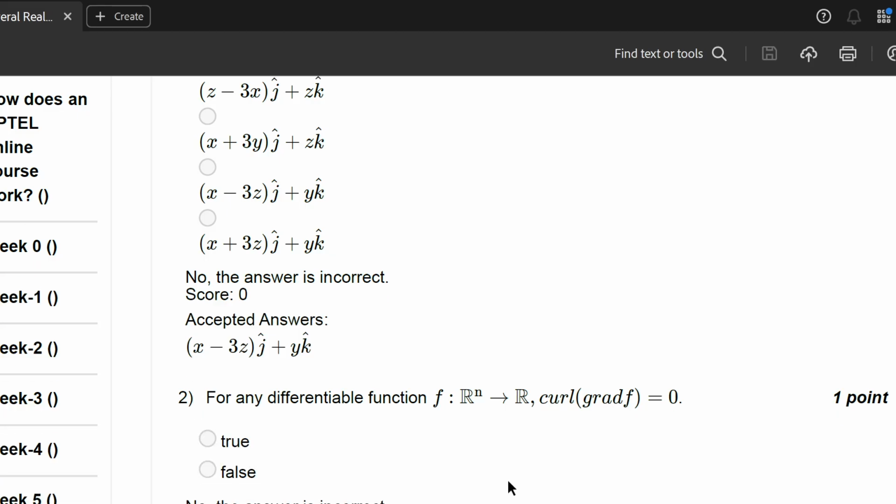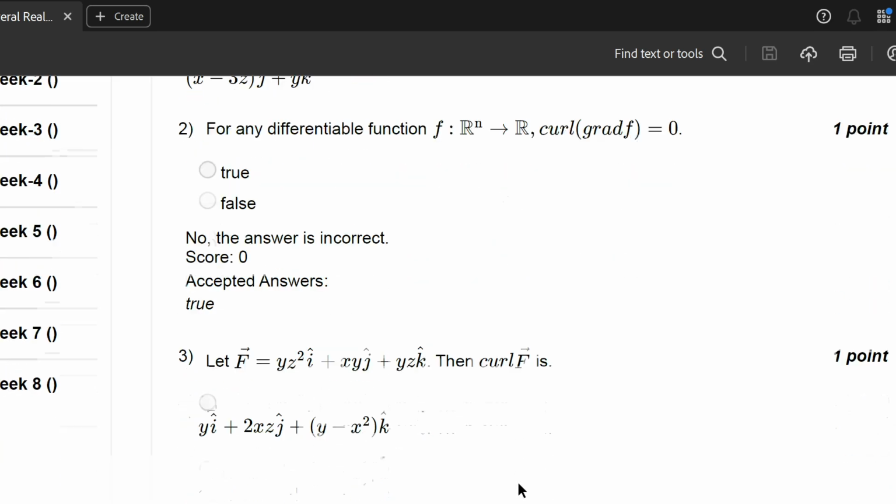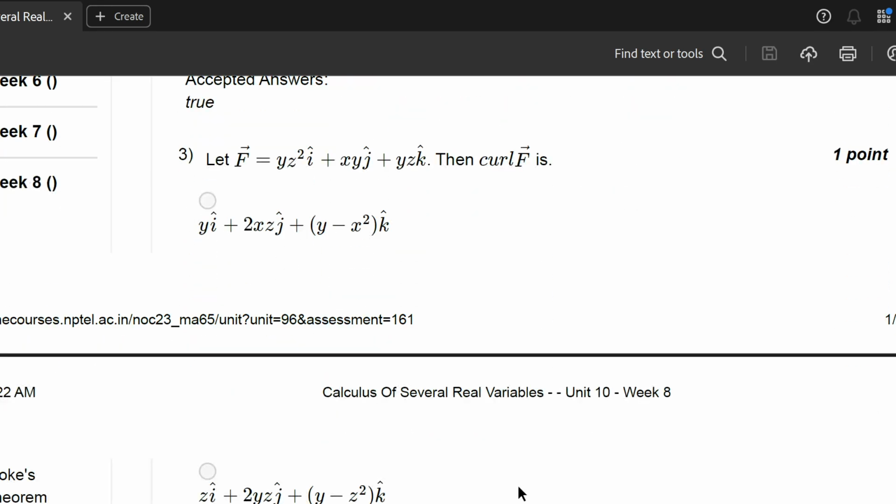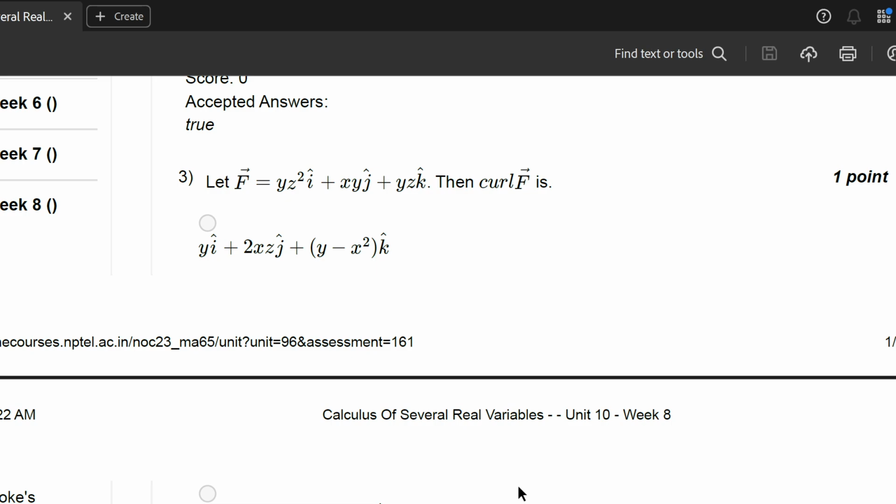Okay, so the next one is again you have to find curl. Same thing, you have to do the same job. So tell me what is curl. Just write this question in your copy and calculate and tell me. I will also calculate.